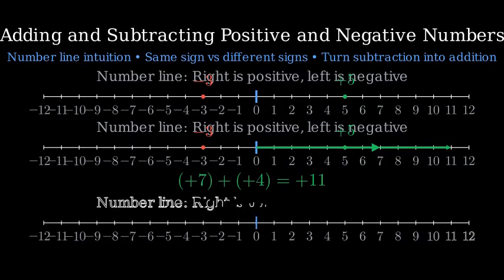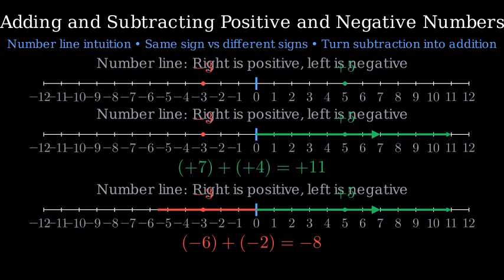The same idea works for negative numbers. -6 plus -2 equals -8. Start at 0, move 6 left, then 2 more left, and you land at -8.